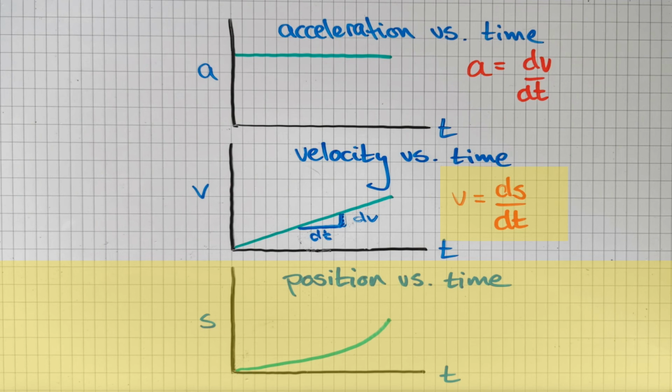v is not constant, meaning ds/dt is not constant. So that is why our position versus time plot isn't a straight line. It increases in gradient all the time.